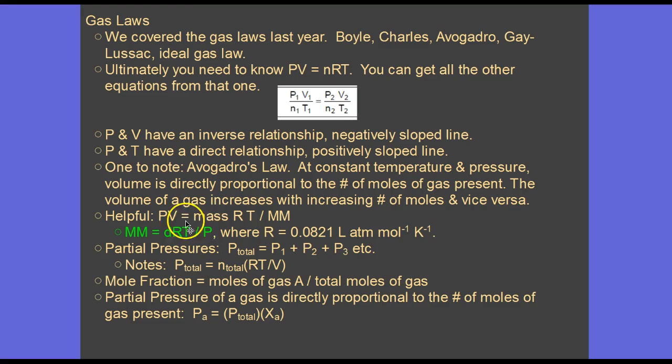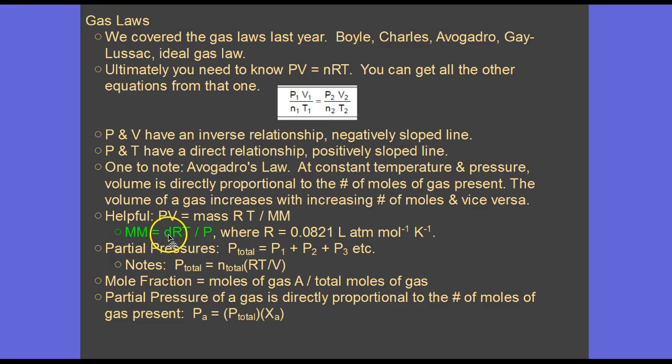Pressure times volume equals mass times R, the universal gas constant, times T, where temperature has to be in Kelvin, divided by MM, which I call molar mass. The masses you add up from the periodic table. I like to rearrange it, and if you remember this one, it probably will get you almost anywhere.